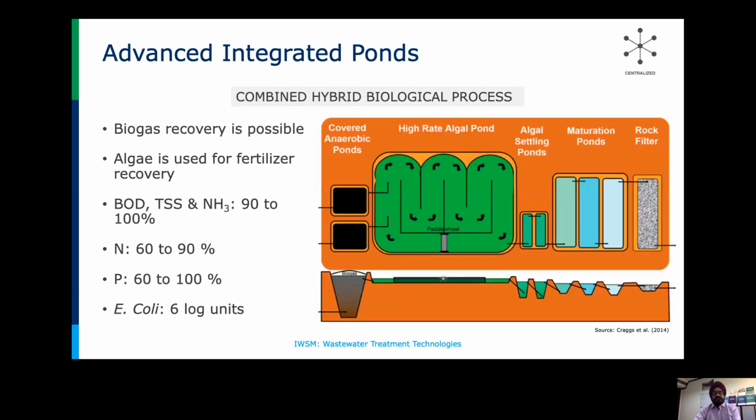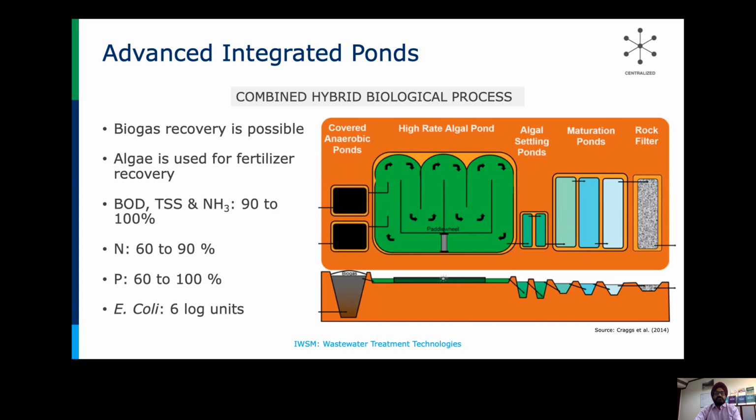Now we are speaking of combined hybrid biological processes. Why we are speaking of combined hybrid and biological is because we are adding algae or any other medium. So it is combined because it is anaerobic and aerobic, and it is also biological. So for that reason, you have covered anaerobic ponds, and then you pass the treated sludge from there to an algal pond, and then like the lagoon, you have maturation ponds and the rock filter.